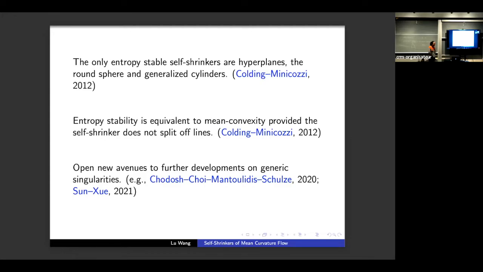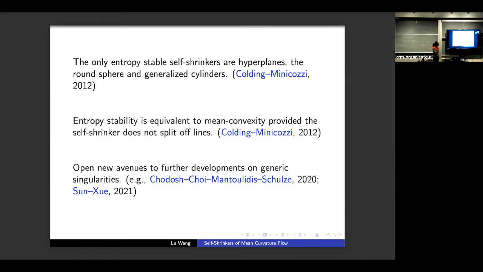Okay, so this is about entropy stable self shrinkers. In short, we know there is no hope to classify all self shrinkers. However, with the goal, for instance, to address the generic mean curvature flow conjecture, the entropy stable ones, those that cannot be perturbed away, can be restricted to the simplest examples. So this gives some hope.